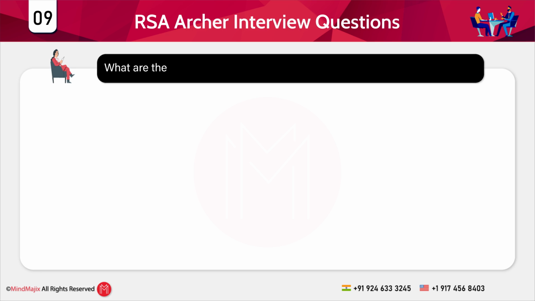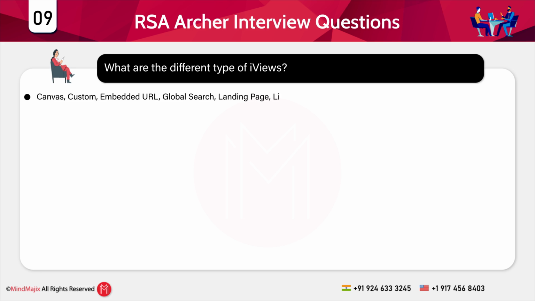Now, what are the different types of iViews? In reporting and dashboards, we have workspaces, we have dashboards, and in dashboards we also have iViews, and we have reports. There are many types of iViews. The list includes canvas and custom. Canvas is something that is written, it's just there. Custom, you can build in anything, add something of your own. You can customize it. Embedded URL, you just put in a URL and as soon as you click on it, you are redirected to that page.